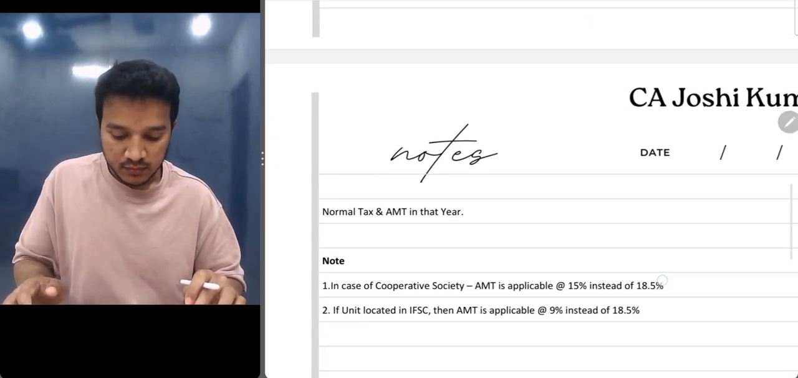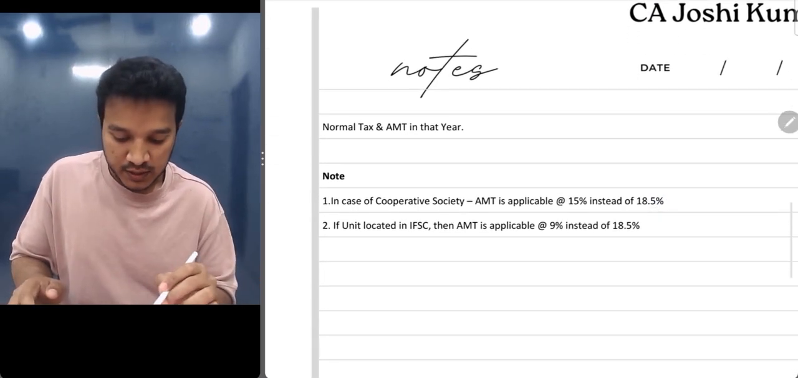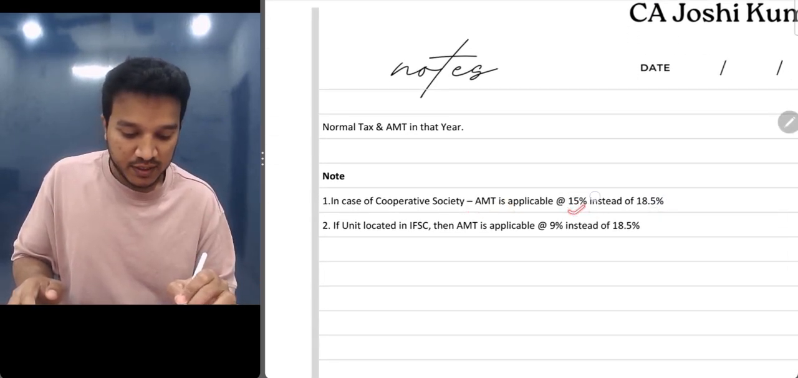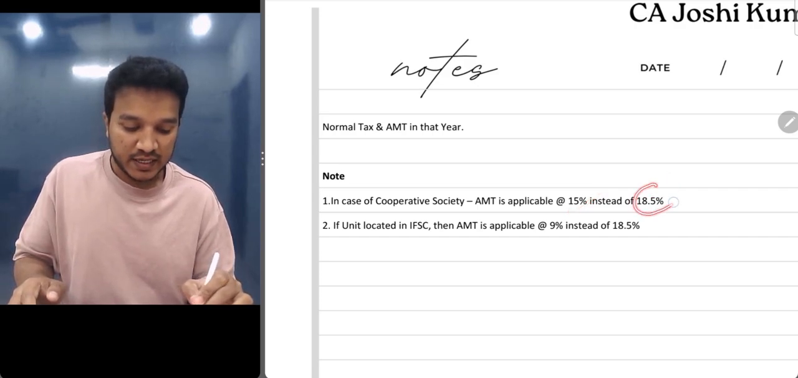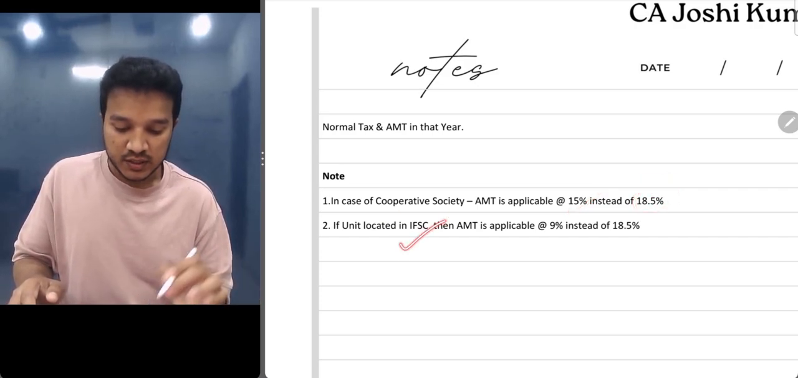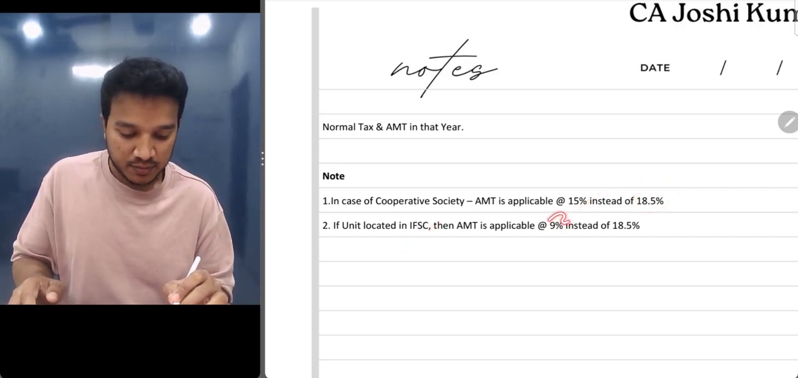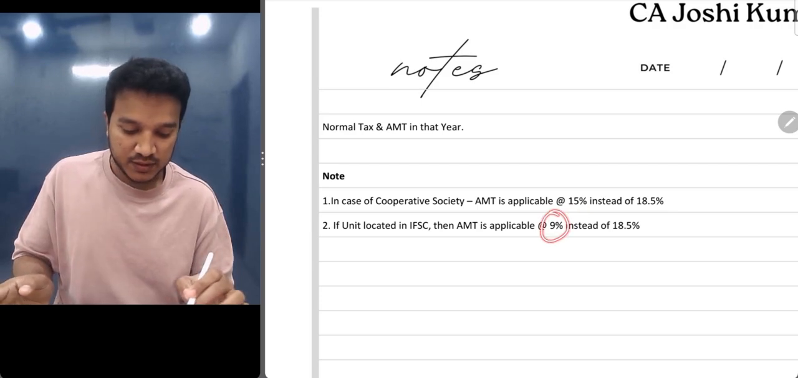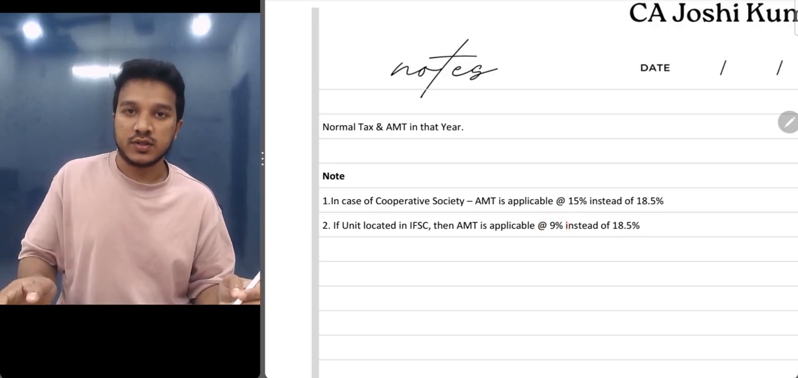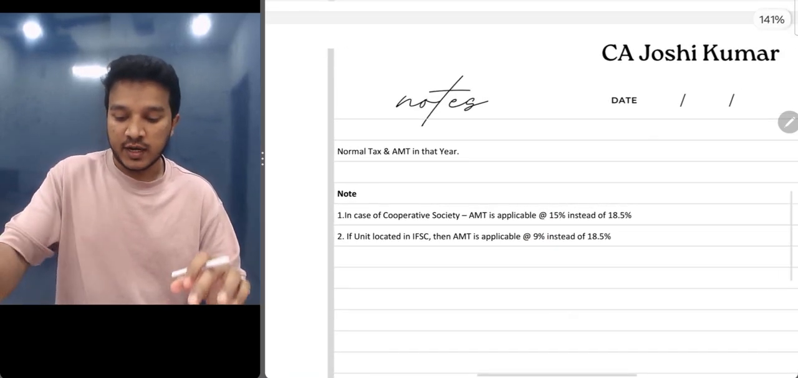Clear? And then the last 2 points, if you see, in case of cooperative society, AMT is 15%, it becomes 18.5%. If a unit is located in IFSC, then AMT is applicable at 9% instead of 18.5%. Clear? So that's it about your AMT.